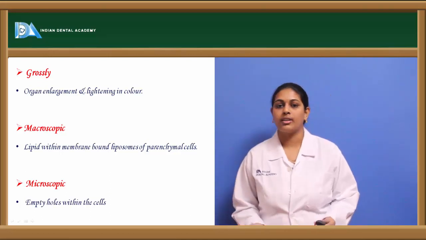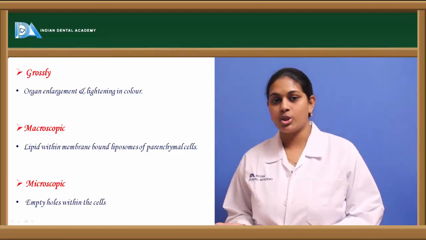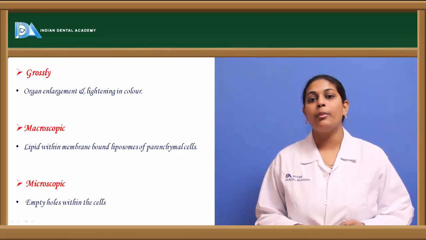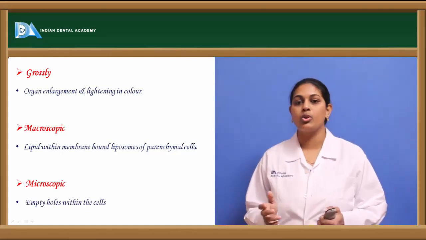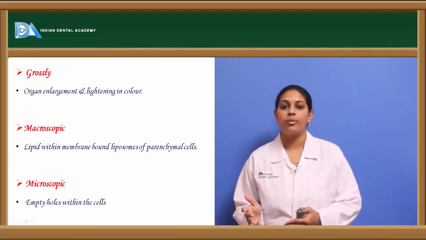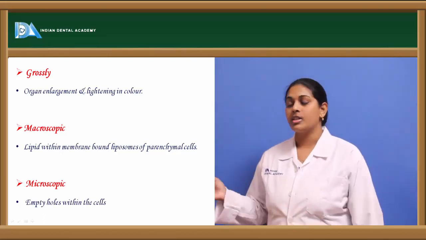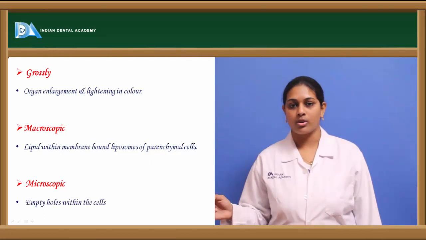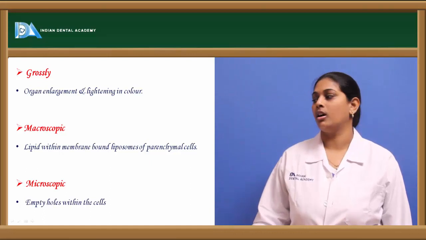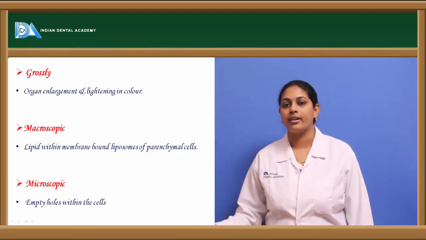And in the macroscopic structure, that is when a thin section of this organ, which is a gross specimen, is taken, we see that there's lipid present within a membrane-bound liposome. If you split the word liposome, it means lipid-containing body. Soma indicates body and lipo indicates lipid. So lipid is present within a body. This is what we see in a macroscopic feature, that is a thin section of a gross specimen of fatty changes of any organ in the body. These liposomes are present within the parenchymal cells.